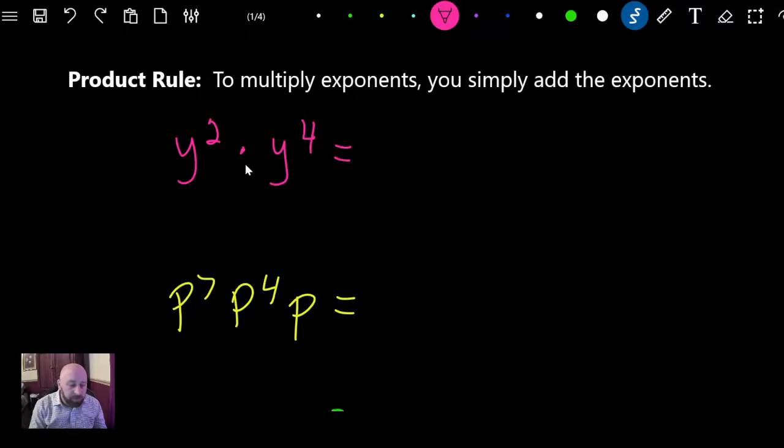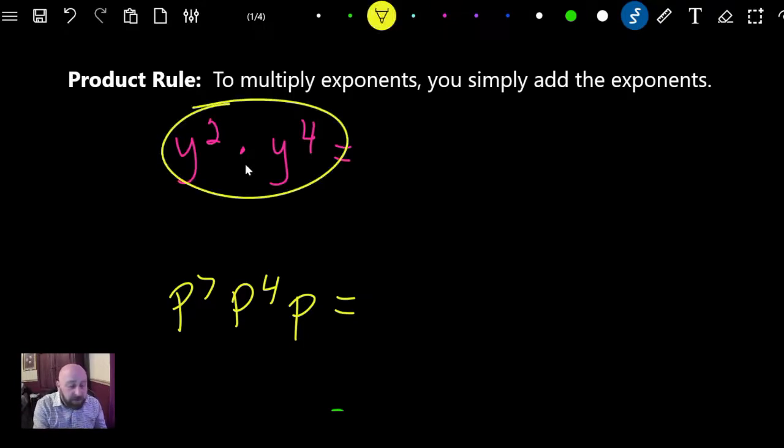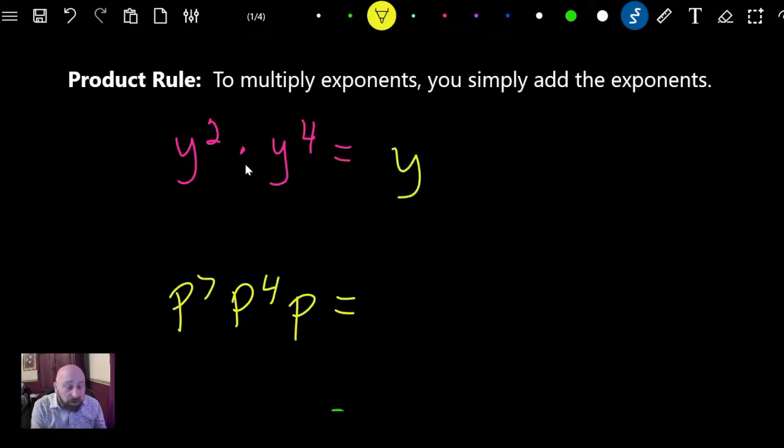So here's the rule. When you're multiplying exponents, simply add the exponents. What does that mean? Let's take a look right here. Y squared times y to the fourth equals y to the 2 plus 4 equals 6. Okay, now let me show you why. Some of you like to know why, so I'm going to show you the why behind this.